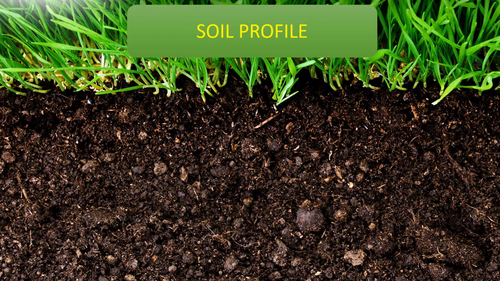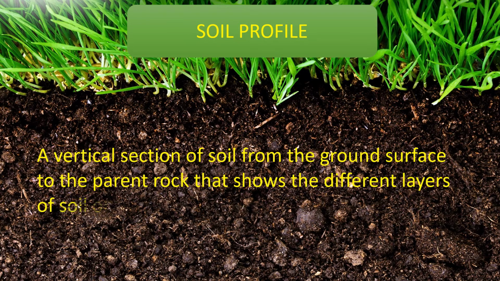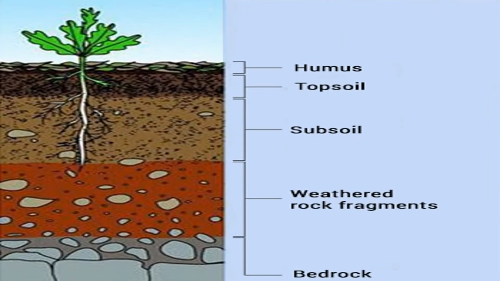Now let us see the second topic of our lesson, soil profile. A vertical section of soil from the ground surface to the parent rock that shows the different layers of soil or the horizons is called soil profile. Now let us see the soil profile diagrammatically. Let us see the diagram of soil profile.